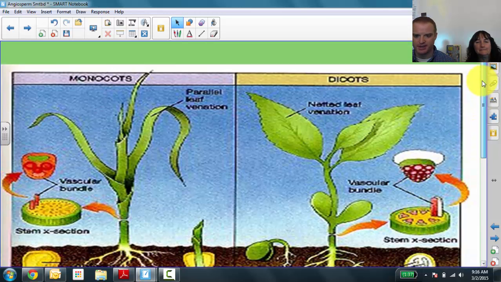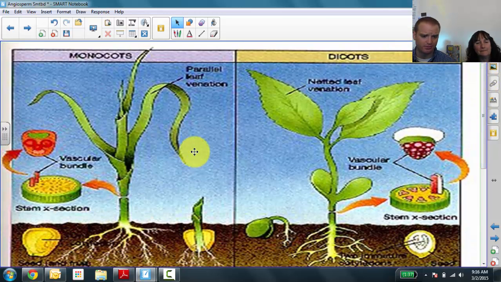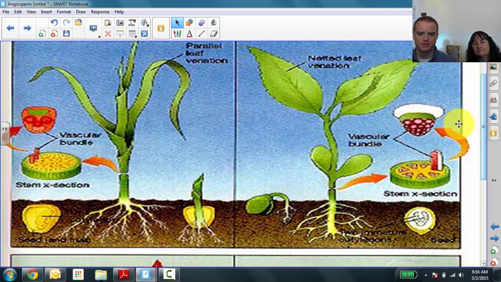Here's an overview picture, guys. This shows you all the things put together. There's our monocot with the parallel leaf veins and how the tissue is arranged. The dicot has the 2 leaves that sprout right away. This one has the 1 leaf that sprouts right away. It's an overview that shows you all the major parts of a monocot and a dicot.